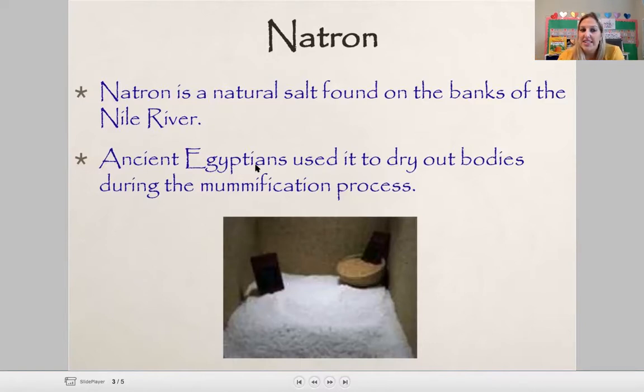The ancient Egyptians used natron to dry out bodies during the mummification process. Remember, they want to keep the body intact and preserve it, and they need natron to do this, to dry out all of the water and moisture. Natron is our first vocabulary word.